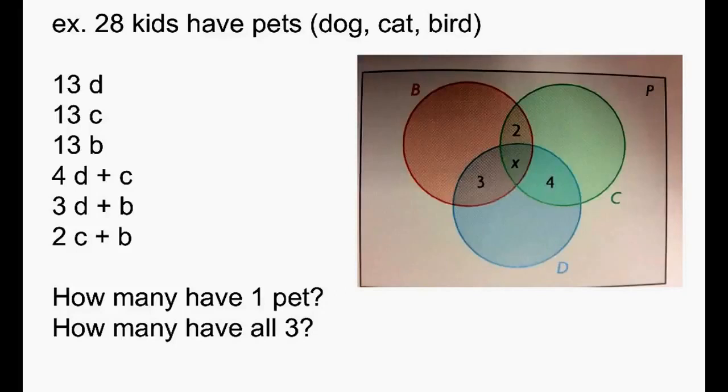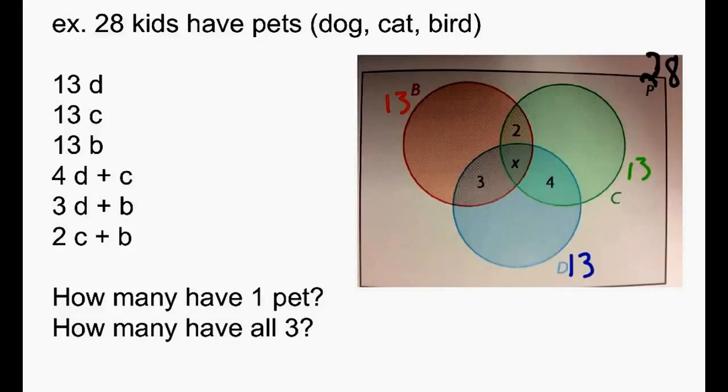So this one, it says we have 28 people, so we know there's 28 people total, so let's just put that out there. And it says 13 people own a dog, 13 own a cat, and 13 have a bird. So there's 13 of each, so I'll do these in colors. So 13 dogs, 13 birds, and 13 cats. Okay, it says there's 4 people that have a dog and cat only.